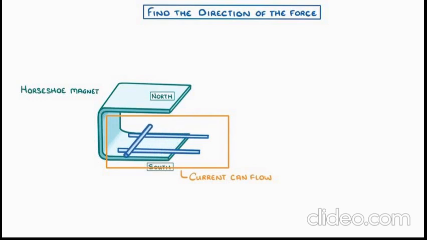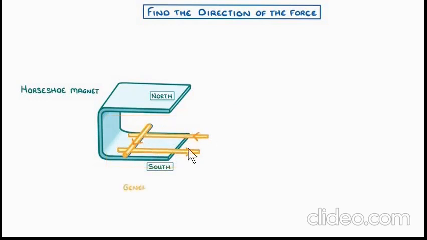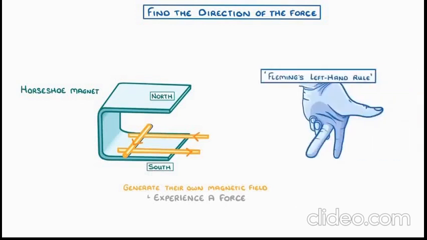So what happens when the current starts flowing? You can see now the current starts flowing. When the current starts flowing, it generates its own magnetic field. The magnetic field produced by the current will interact with the already present magnetic field of this horseshoe magnet, and because of this there will be a movement on this free wire. This free wire will experience a force, right? How can we determine this direction? We can determine it by Fleming's left hand rule.